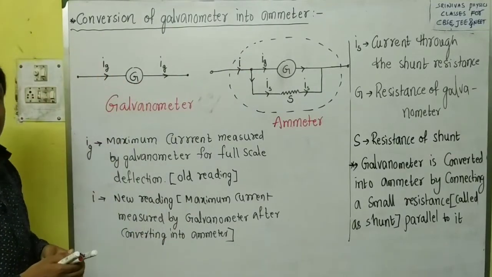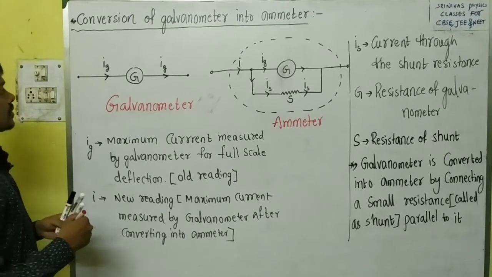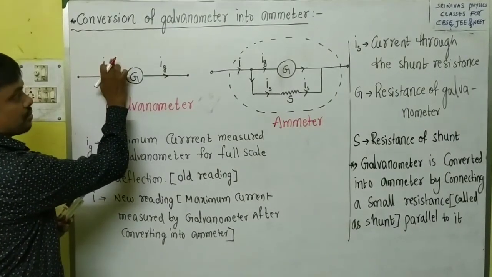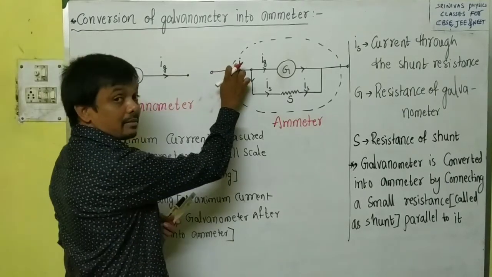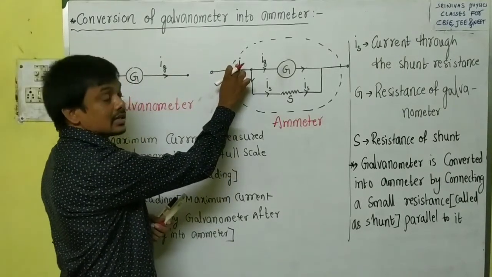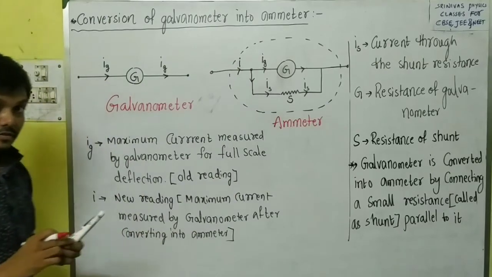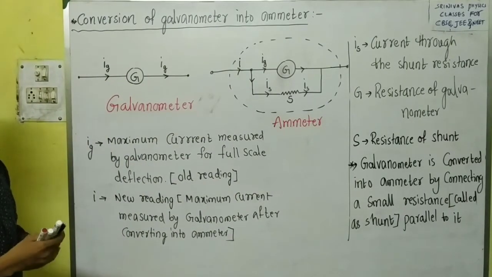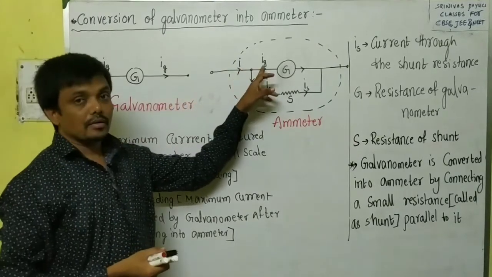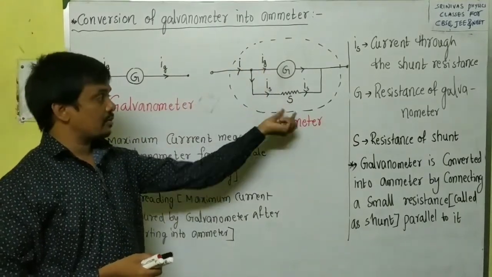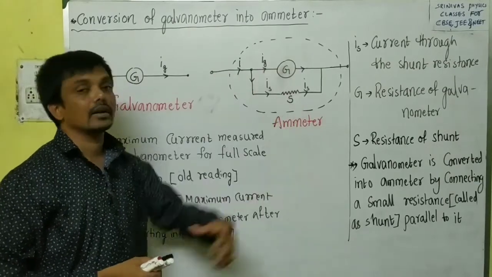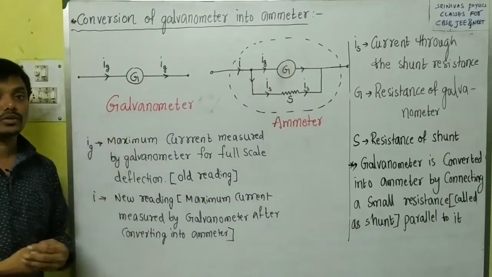For example, Ig is only 30 microamperes. Here we are measuring 180 microamperes. For example, I is 180. We are increasing the current range by n times. Then further what we have to do is find the formula for the shunt resistance: how much shunt we have to connect parallel to the galvanometer in order to convert the galvanometer into an ammeter.